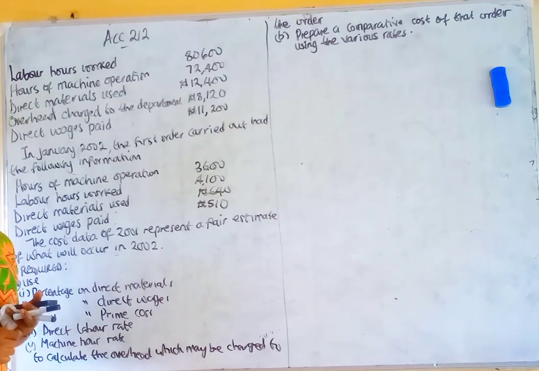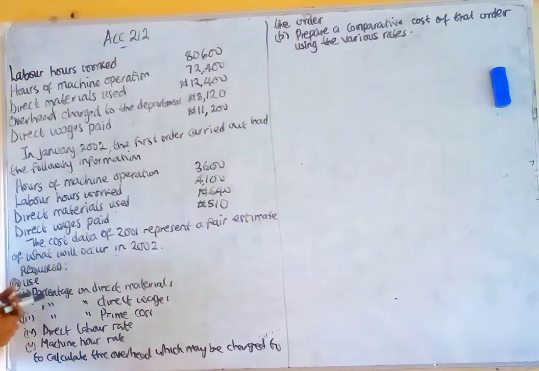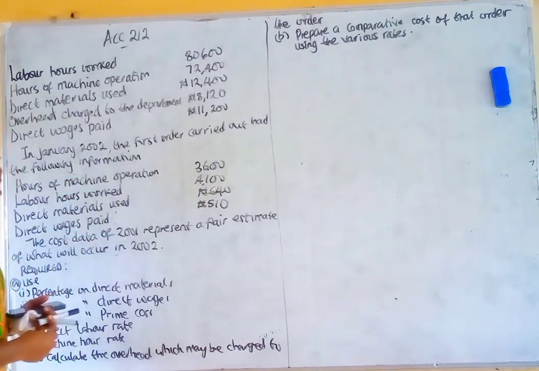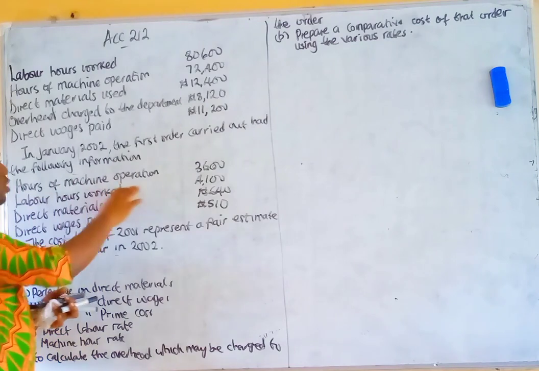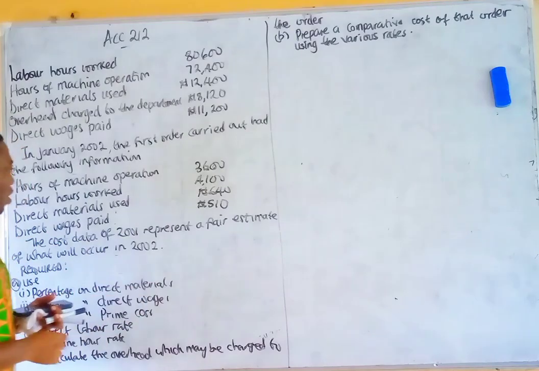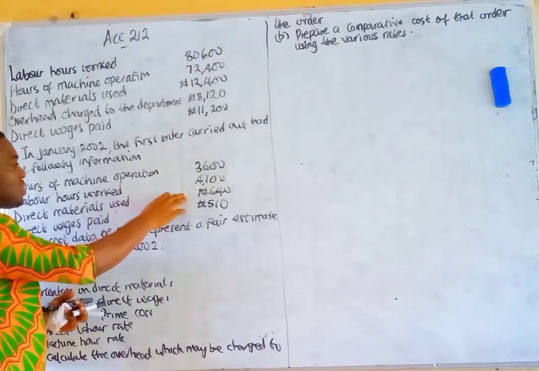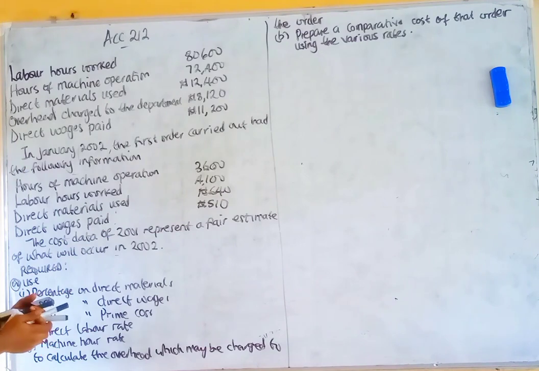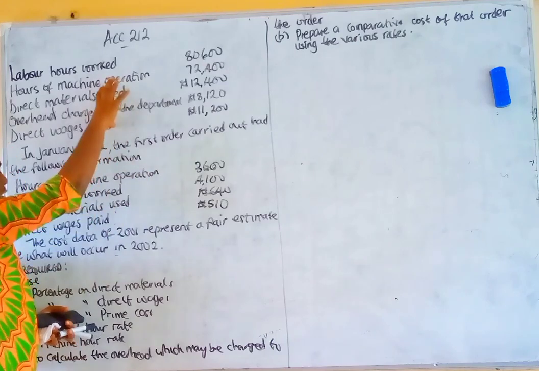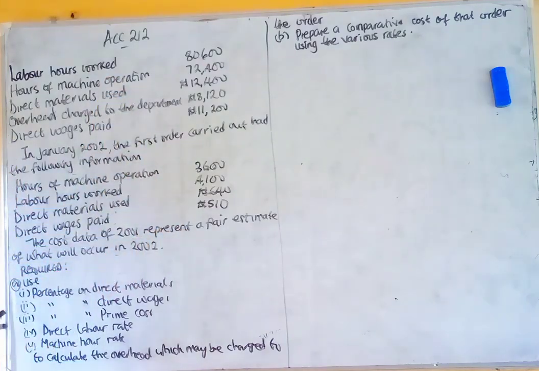Now that's for 2001, what they've incurred, and they already have the overhead. Now they said in January 2002, the first order carried out had the following information. Hours of machine operation, 3,600. Labor hours worked, 4,100. Direct materials used, 640. Direct wages paid, 510. Now they said the cost data of 2001 represents a fair estimate of what will occur in 2002, like a forecast.